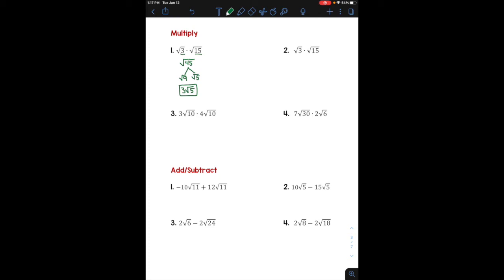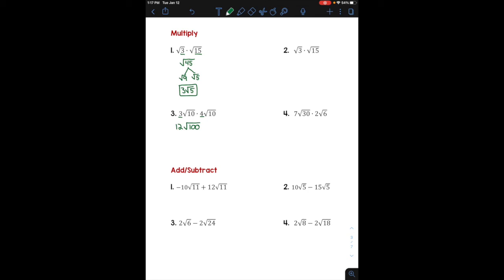Problem number 3, again, we could only multiply outside numbers and inside numbers together. So we can multiply the coefficients out front of the radicals. 3 times 4 is 12. And then the radicals themselves together. Root 10 times root 10 would be root 100.